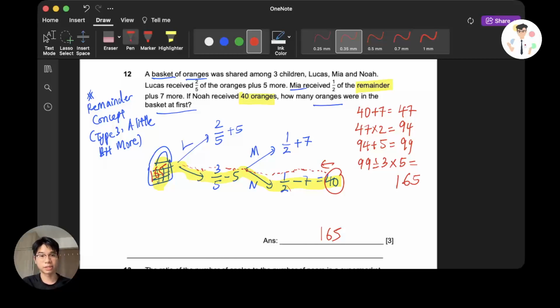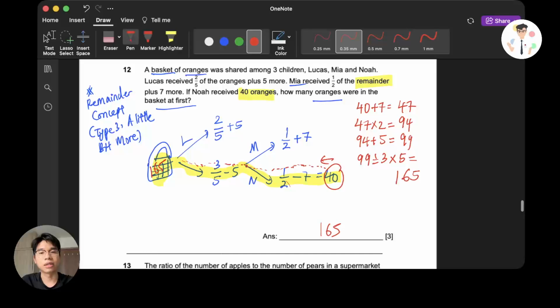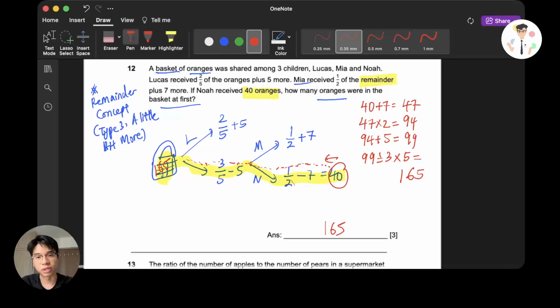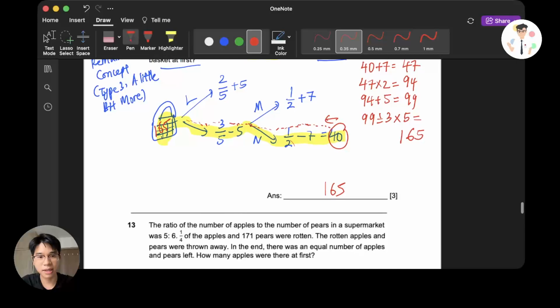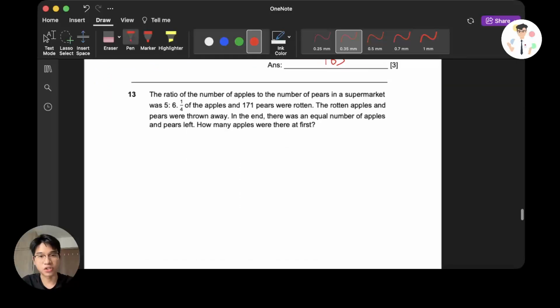Okay, so something simple, right? I think most of you are able to do this question if you really follow me doing the branching and working backwards. Of course, some of you choose not to do that, you just leave it blank. Some of you try your own method. That is okay if you know how to do it, but if you don't know, please just follow the method that I've shown you. Now let's look at question 13.